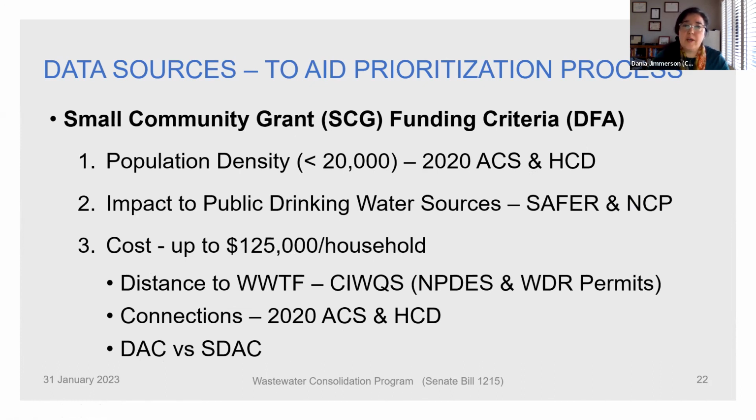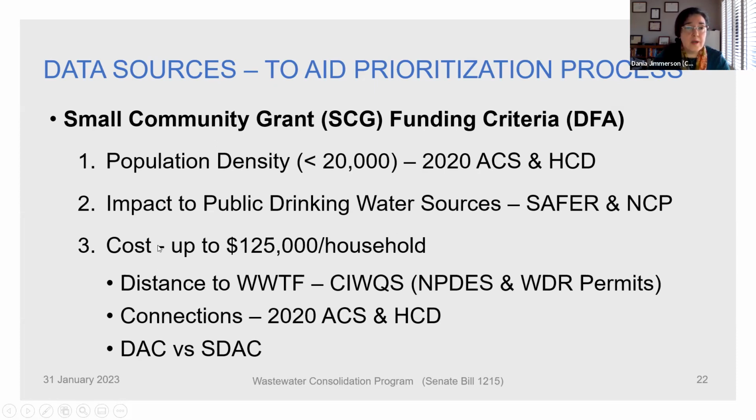So for the small community grant funding criteria, sources of where you can find that information, it's once again the 2020 American Community Survey database, and impact to public drinking water sources. SAFER has a lot of information in their databases of how to find that information, and also the nitrate control program within Region 5 that has a lot of valuable information of what communities are affected regarding nitrate concentrations.